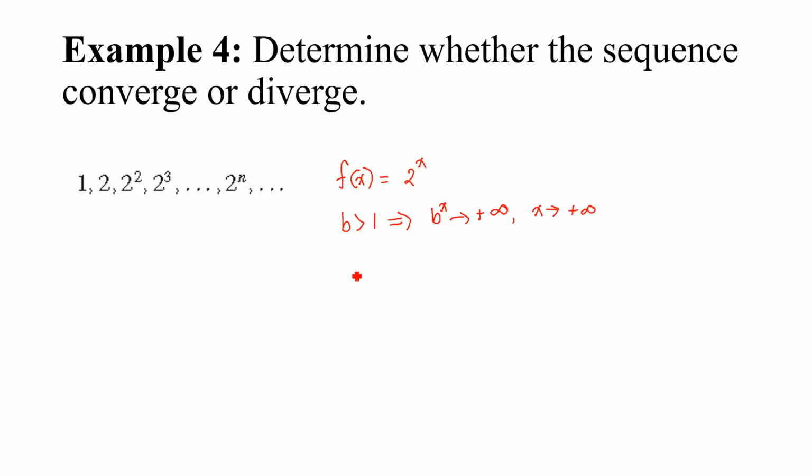Therefore, the limit of 2 raised to n as n approaches positive infinity is actually equal to positive infinity. And if this is the case, then it diverges. So the sequence is an example of a divergent sequence.